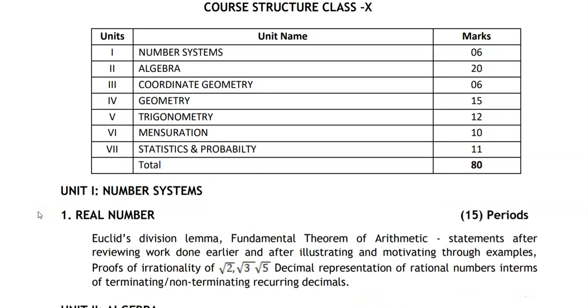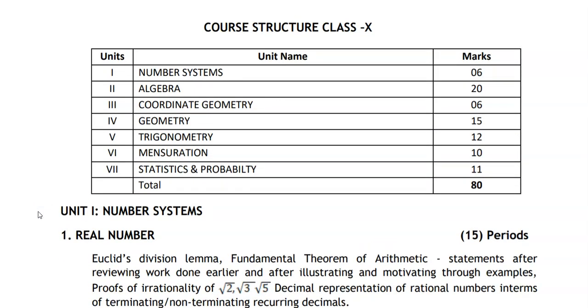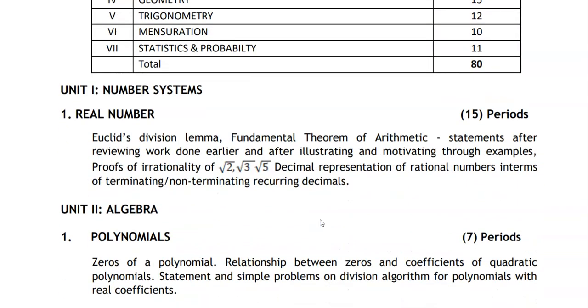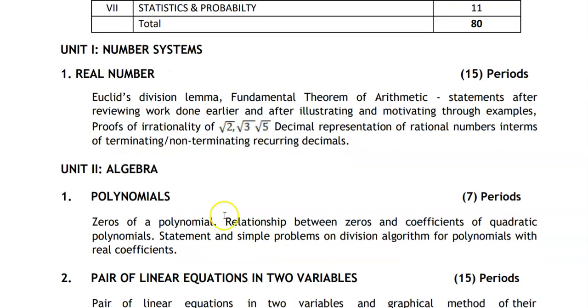Okay, see children, this is the syllabus you are going to study for this academic year. Here we have a total of 7 units. First unit is number system, second unit is algebra, then coordinate geometry, trigonometry, mensuration, statistics and probability. And the marks are distributed as follows, and the total will be 80 marks. Then coming back to unit 1, number system. In number system we have the chapter called real numbers.